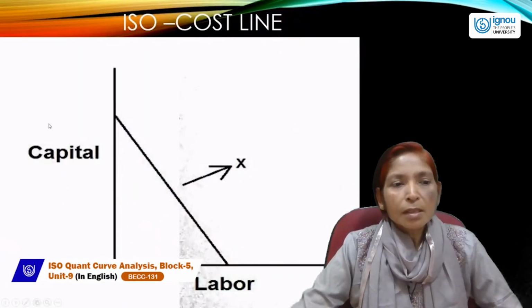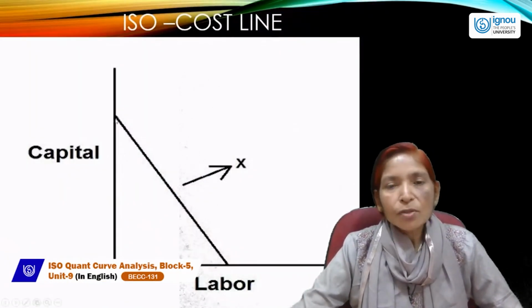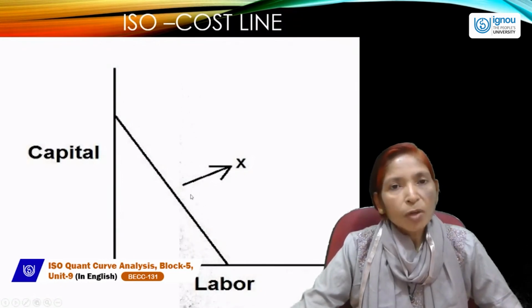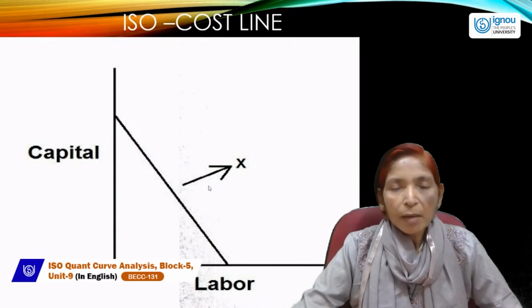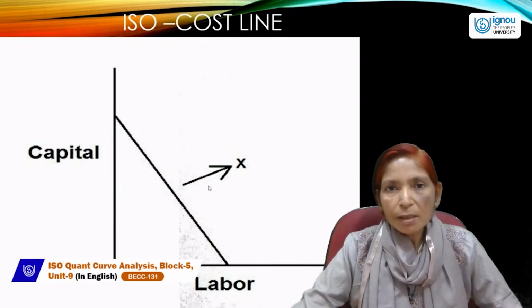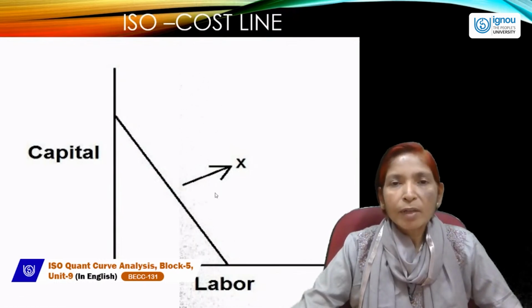Here, this is the graph of isocost line. Isocost line is always a downward sloping curve or negatively sloped curve, and its formula is MPK upon MPL. MP is marginal productivity of capital upon marginal productivity of labor. Or we can write in this form like PK upon PL, price of capital upon price of labor. And its slope is always negative.